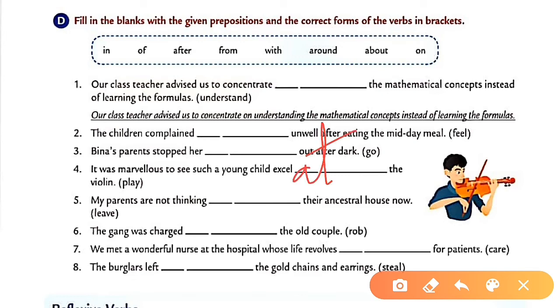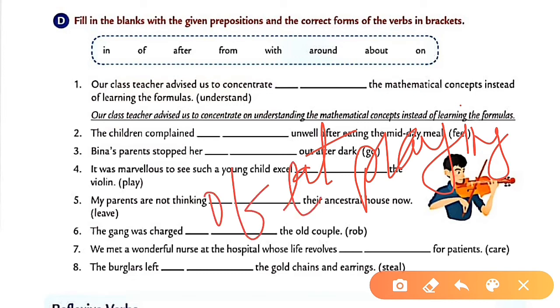Number four, it was marvelous to see such a young child excel at the violin. We are using the preposition, excel at playing violin. My parents are not thinking of leaving, of living in the central house now.